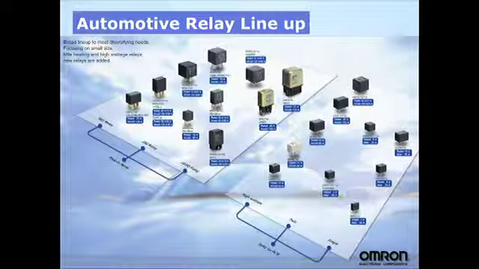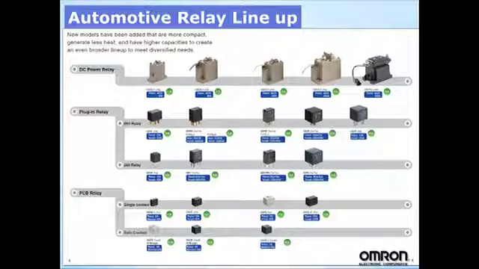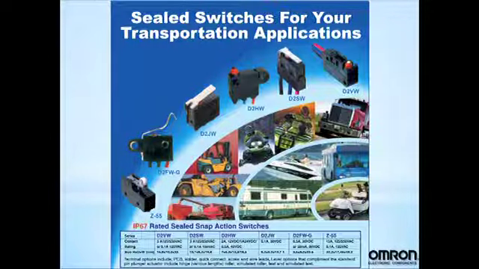Omron has a broad lineup of relays to meet diversified needs, focusing on small size, little heat, high wattage relays. New relays are being constantly added. We have PCB relays and we have plug-in style relays. Omron's current lineup of relays include DC power relays, and we've added new PCB relays and new DC power relays. Omron has a large variety of sealed switches for transportation applications. They come in a variety of contact ratings and terminal options.